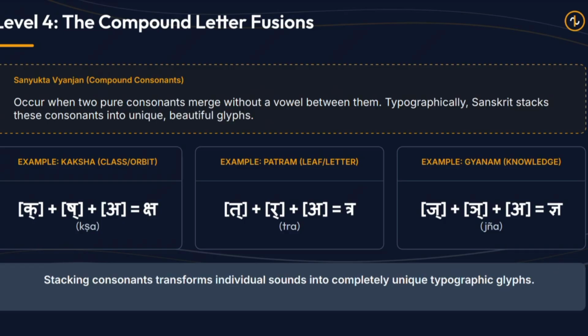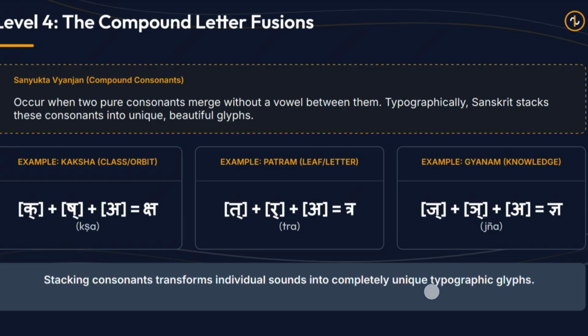Next, let's move on to level 4, the compound letter fusions. This occurs when two pure consonants merge without a vowel in between them. Typographically, Sanskrit stacks these consonants into unique, beautiful glyphs. It's called Sanyukta Vyanjana. For example, Kaksha, ksha. How does it form? It is k plus sh plus a. So all together they form ksha.